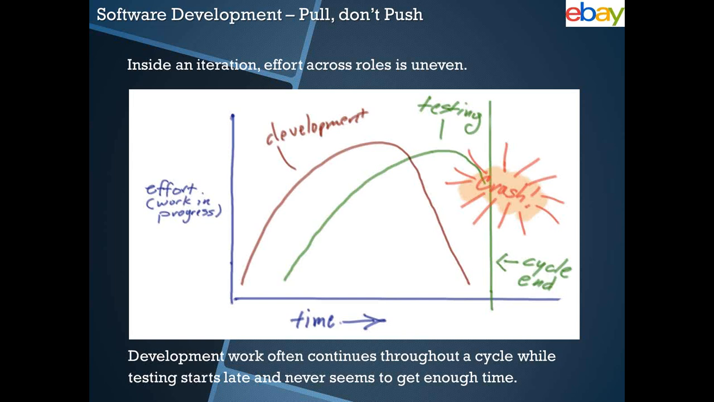And testing, even though it starts early, since development is still going on, doesn't complete by the end of the cycle, and in the end there will be a crash, as in testing might not be completed in the given timelines where you have committed to roll out the product. So this is what's been happening. I'm sure a lot of software engineers might have faced this as you're executing projects.